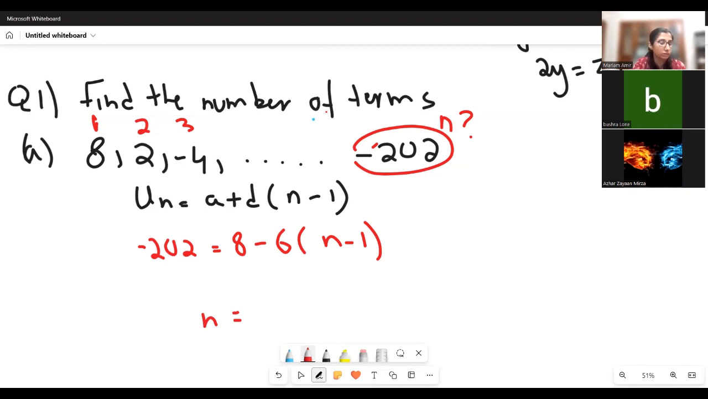Both of you tell me what answers you get. n is 203. Accha Ajay, how did you get 203? What did you do? Ma'am, I took 8 to the left side, it became minus, so -202 minus 8 is -210. Then you divide this 210 equals -6 times n minus 1, divide.